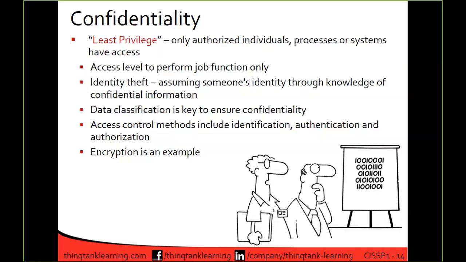Encryption is also an example of confidentiality. A lot of times in cryptography, when we think of security architectures, we think of confidentiality as encryption because it's hiding the information. Right? And we'll get into that in domain number 3.